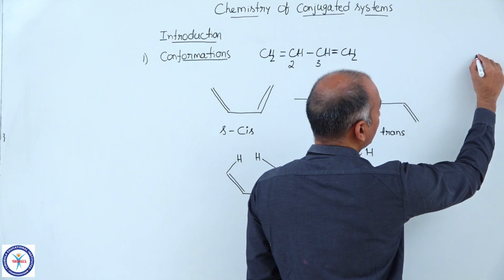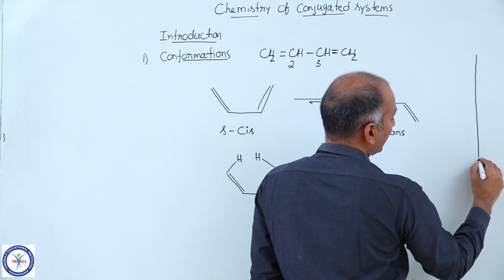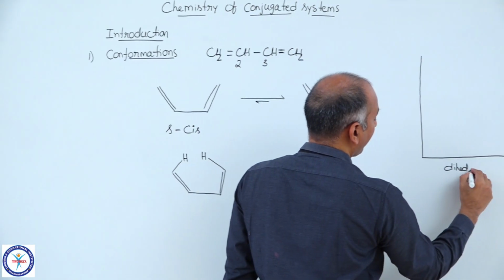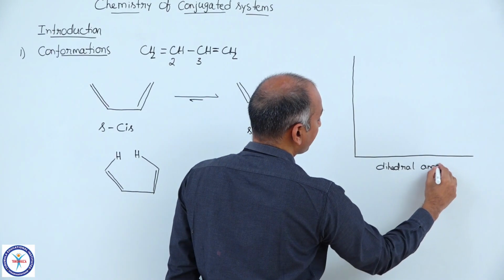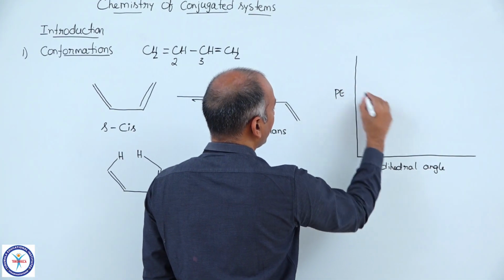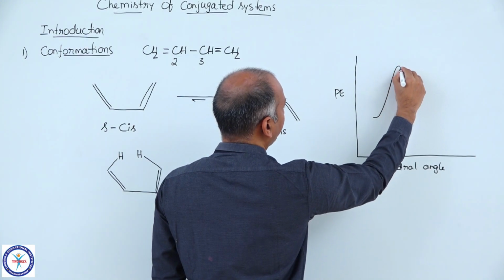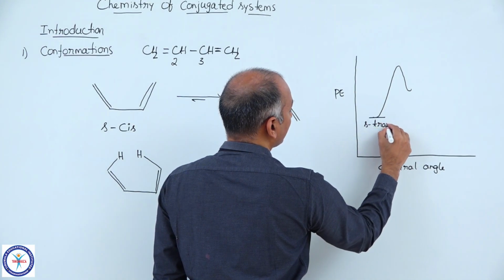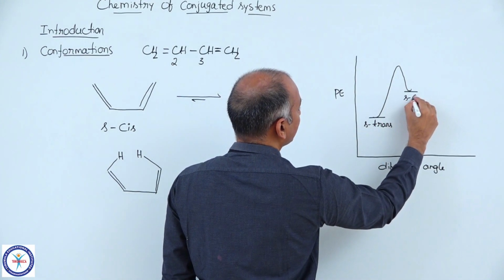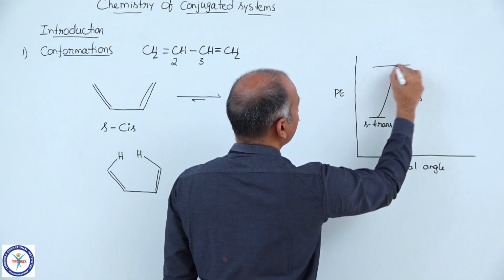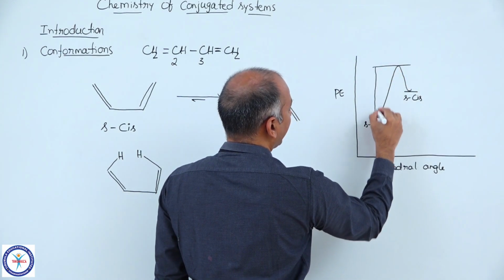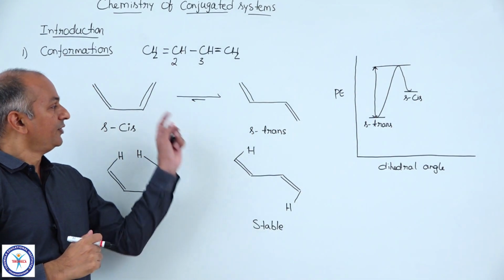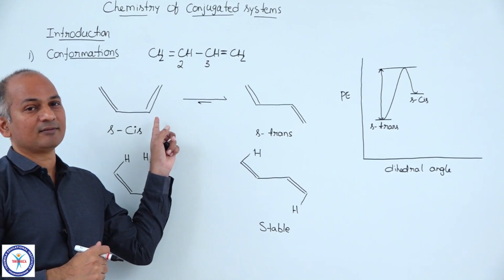And if you see the energy profile diagram, potential energy versus dihedral angle, then it comes out to be like this. Here lies s-trans and here lies s-cis, and this is the activation energy. But at room temperature, that activation energy is very small. As a result, these two are mutually interconvertible.